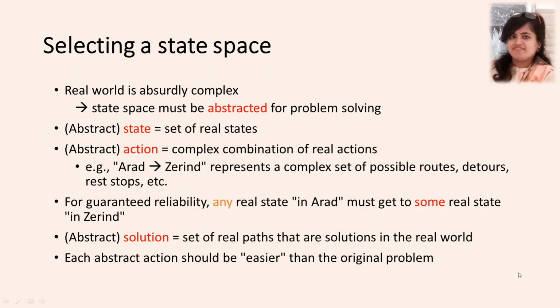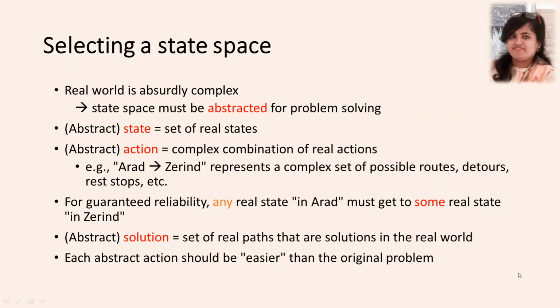Now, how to select the state space? In the real world, it is absurdly complex. State space must be abstracted for problem solving. Here the abstract state is the set of real states. Actions are the complex combination of real actions. That is, if you are currently in Arad, you need to go to Zerind.